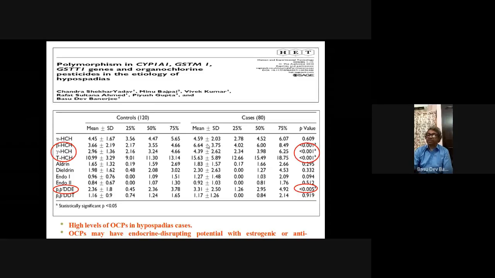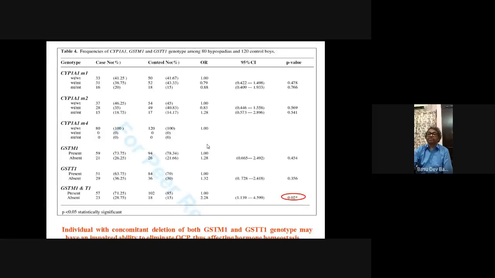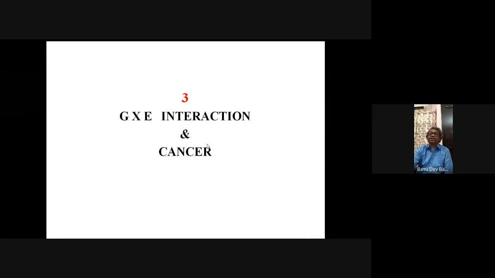Can I have next? So similarly, we have shown their levels. That's particularly GSTM1 and GSTT1 that are responsible for that major birth defect. Can I have next, Vivek? And then it comes to one very easy example, cancer. That is the one question all of you must have in your mind.